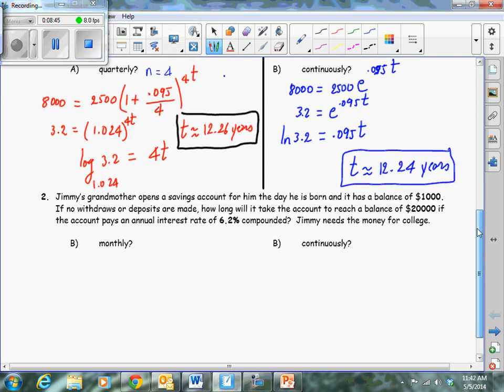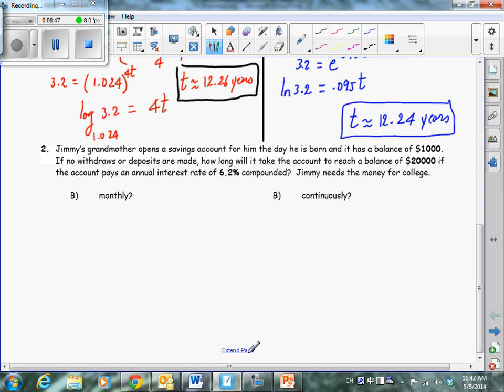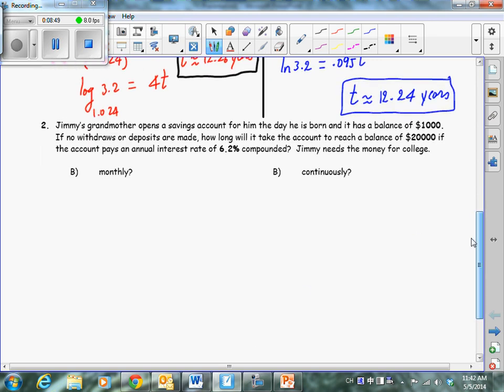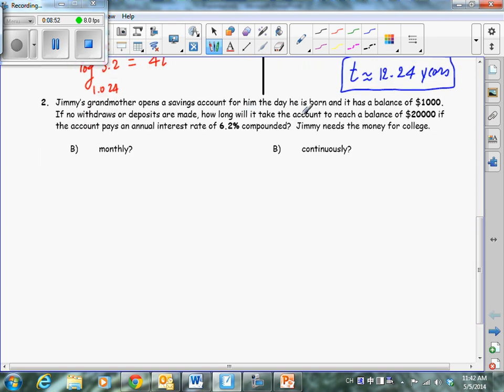Let's look at problem number 2. This time it says Jimmy's grandfather opens a saving account for him the day he was born, and he has a balance of 1,000. Does that represent the principal or not? P. If no withdrawals or deposits are made, how long will it take the amount to reach a balance of 20,000? So this one now represents my A.